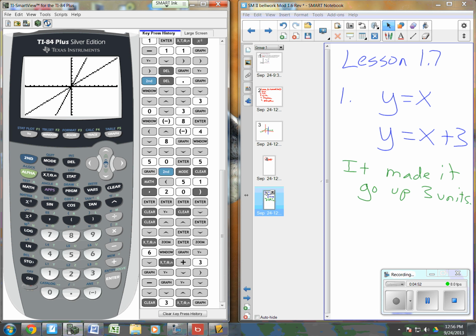It increased the slope, made it steeper, right? It increased the slope by a factor of 3, or made it steeper. You can say it however you want. But it made it steeper.